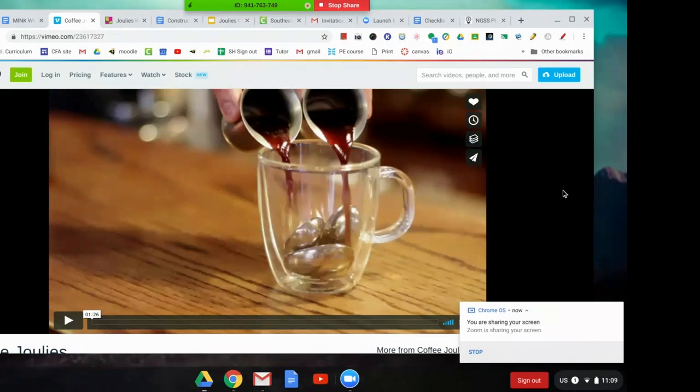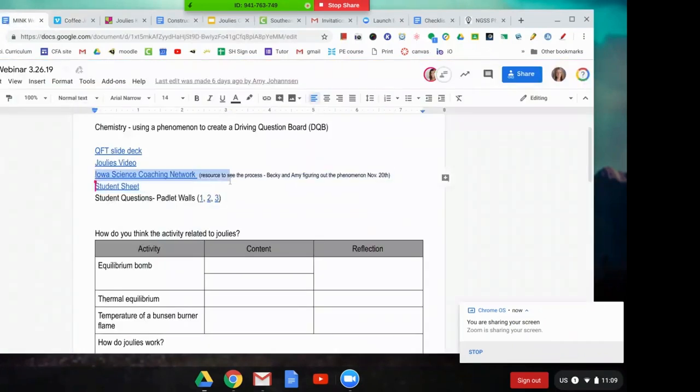And the way that we found this is I was working through with our science coach here at Southeast Polk, and we were looking at the standard and the DCIs and thinking about what questions we would want kids to ask, because what do they need to find out in this unit? We talked through that process, and the link to it is there, the Iowa Science Coaching Network, if you want to view how we got to the Joules. Coming up with the phenomenon didn't just spring on us one day.